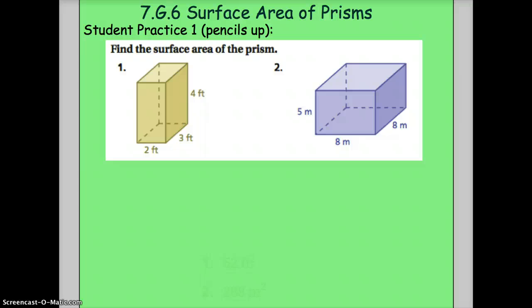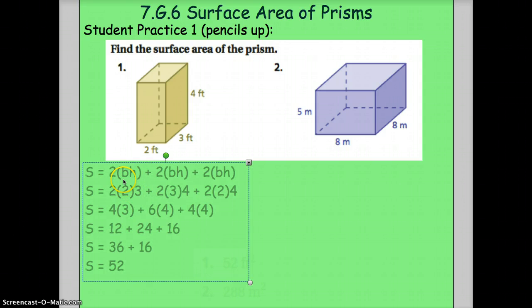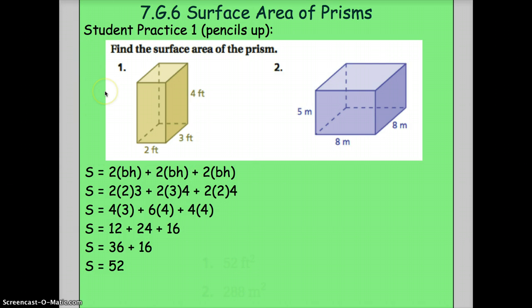Okay, welcome back. Let's take a quick look at number 1. Hopefully you set yours up appropriately using your formulas. Notice I use base times height. I do want you to get in the habit of that more adult formula as opposed to length times width. So we have 3 different sizes of rectangles. I use 2 and 3 as the base, that'd be this bottom part and the top part. And then my next face was 3 by 4, which would be this wide one right here. And finally 2 by 4, which is along the skinny one right here. I multiplied, added again, and ended up with 52.